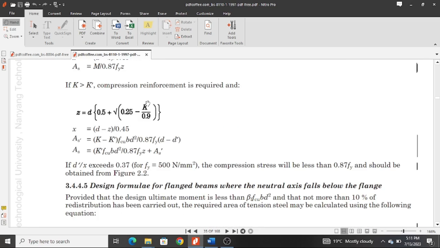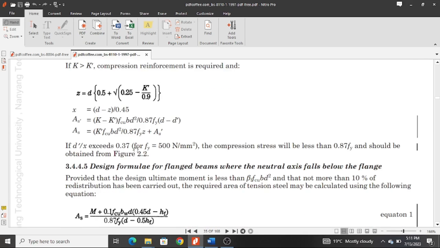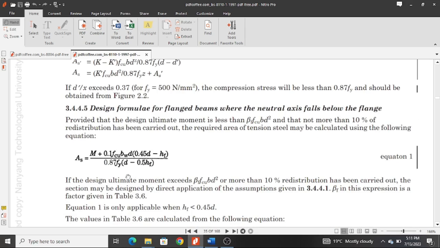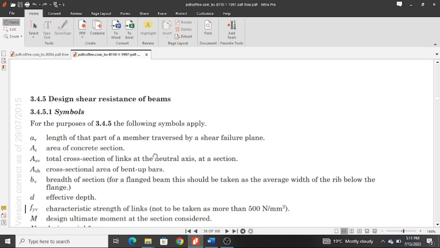And from there, you now proceed and use the area of steel formula as this one instead of using this one. So you have to determine all these parameters and feed them if compression reinforcement is required. And then now this is for flanged beams. Because our strip is not flanged, this is not of concern here.